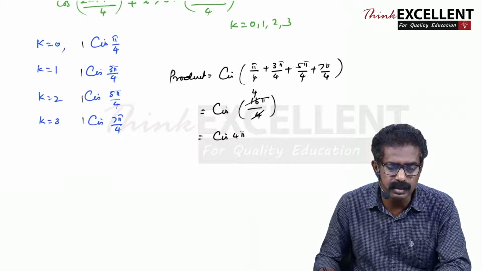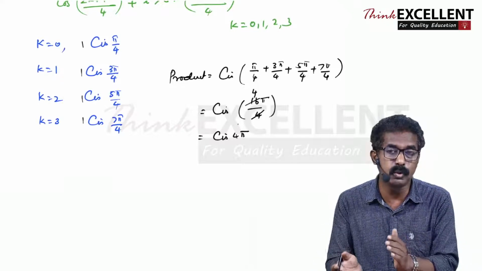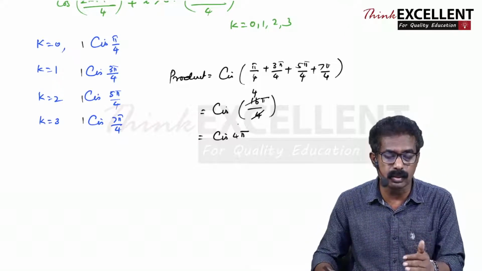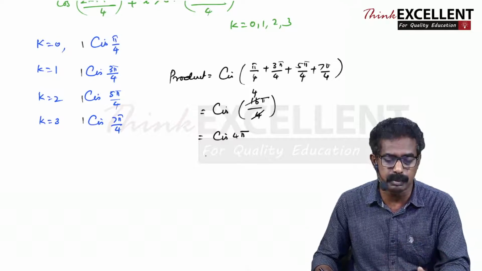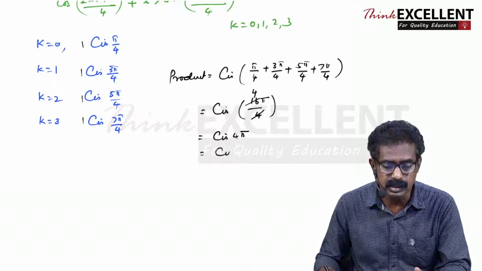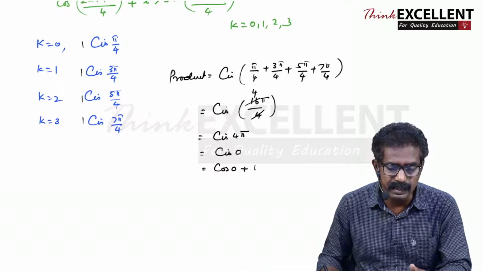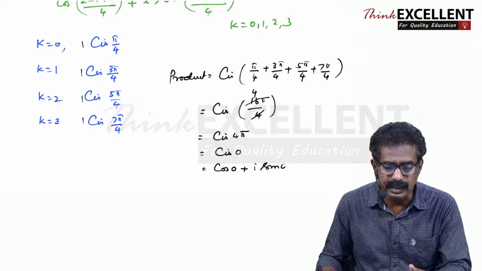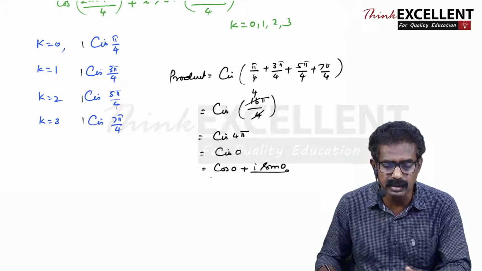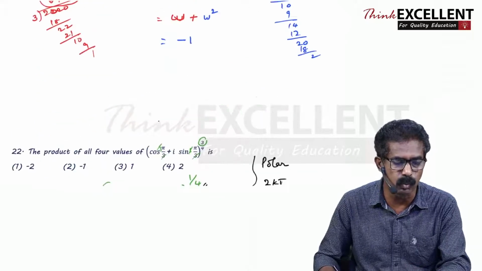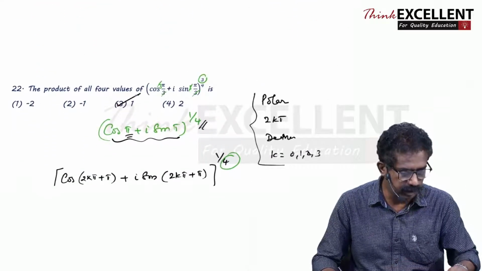4 pi is equivalent to 0 because pi means 180. 2 pi is 360. 360 is equivalent to 0. So 2 pi, 4 pi, 6 pi, all these 0. So it is cis 0, meaning cos 0 plus I sin 0. Sin 0 is 0, so that part fully 0. Cos 0 is 1, so the final answer is what? 1, and that is option number 3.